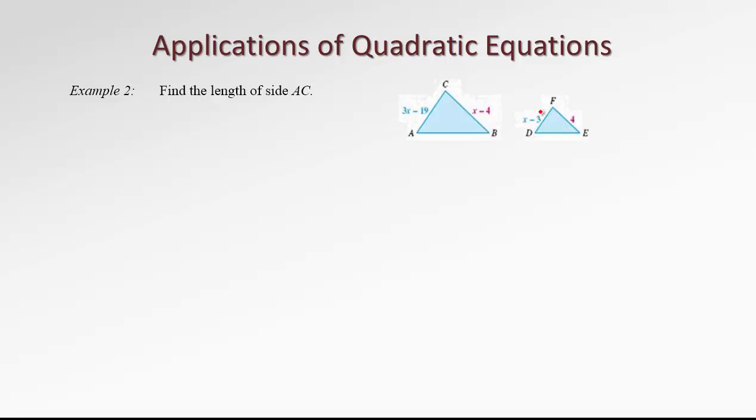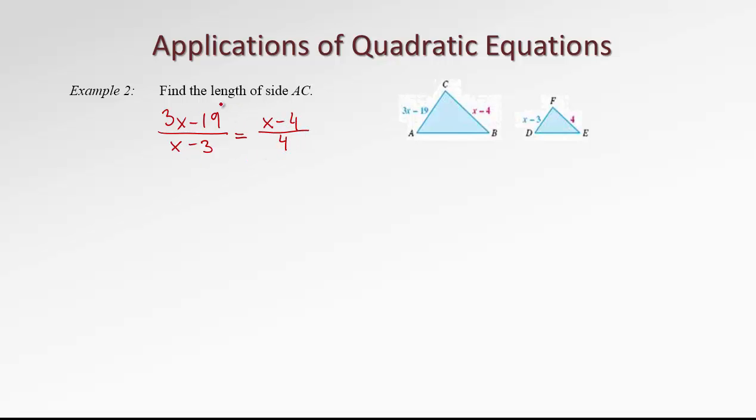Given these two diagrams of similar triangles, we need to find the length of the side AC. So this length. Remember, two triangles are similar if the ratios of corresponding sides are equal. So let's set up a proportion: AC to DF, 3x minus 19 over x minus 3, is the same as CB to FE, so x minus 4 over 4.